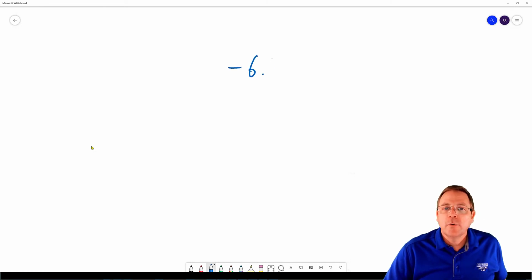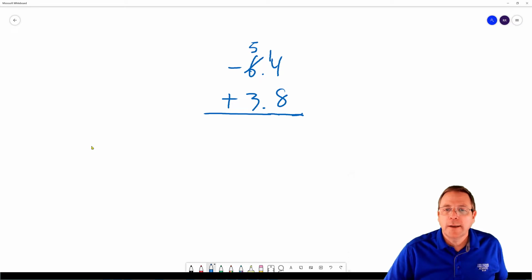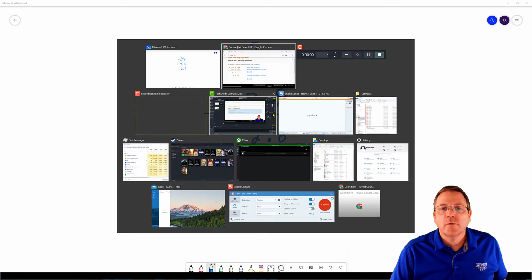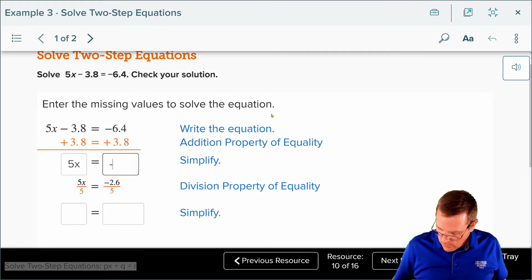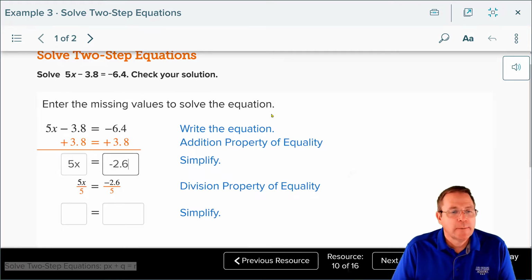Negative 6.4 plus 3.8, signs are different, so this is a subtraction problem. You can do some borrowing, make that a 5 and a 14. 14 minus 8 is 6. 5 minus 3 is 2. Decimal goes there, and the sign in front of your larger number goes in front of your answer. So, jumping back over here, we're going to put a negative 2.6 in.